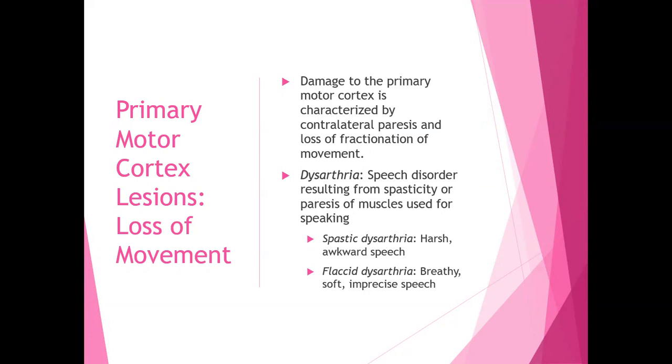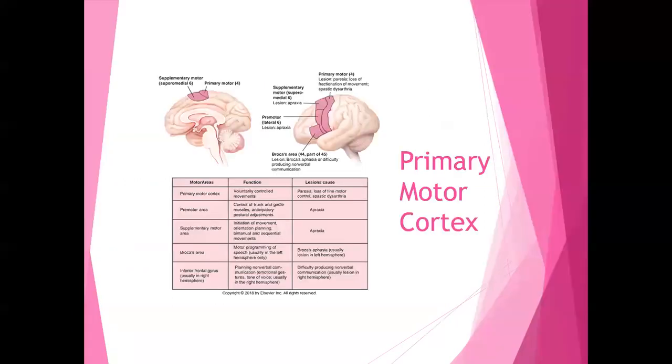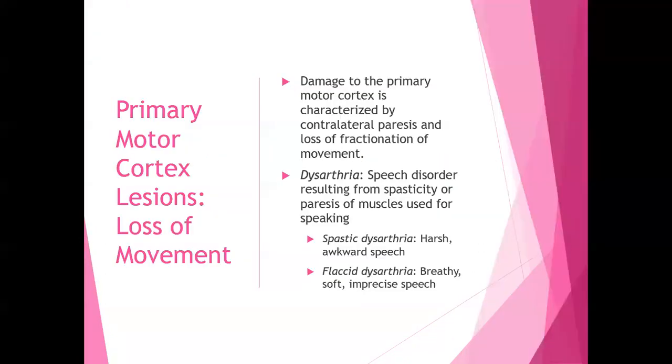Dysarthria is a speech disorder resulting from spasticity or paresis of muscles used in speaking. So we said in primary motor cortex lesions, you're going to have spastic dysarthria. So spastic dysarthria is hypertonicity of the muscles of speech. So you have harsh, awkward speech.